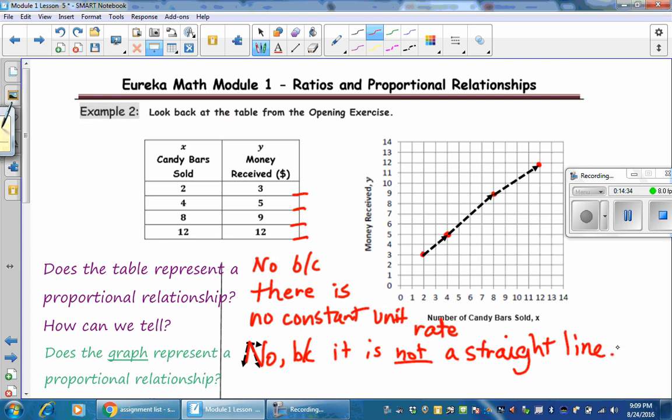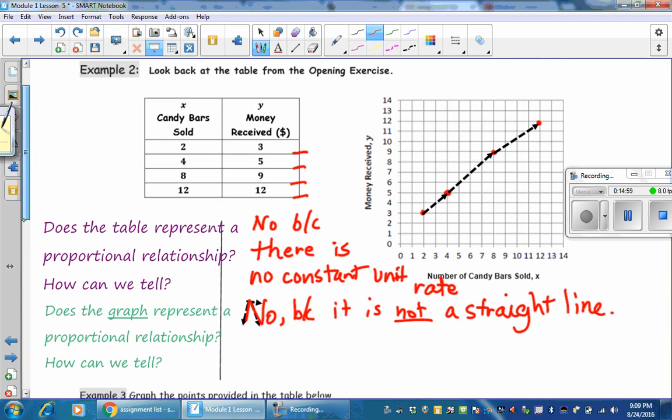Now you might be thinking that, but we haven't put it to the origin. Well, if it's not a straight line, it's not proportional. In order to be proportional, it has to be a straight line and go through the origin. Since this is not a straight line, it doesn't matter that it doesn't go through the origin, because it has to be straight to be proportional.